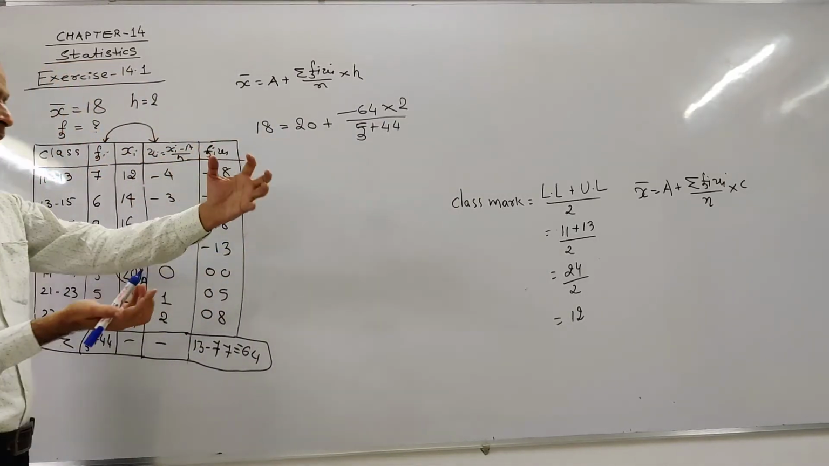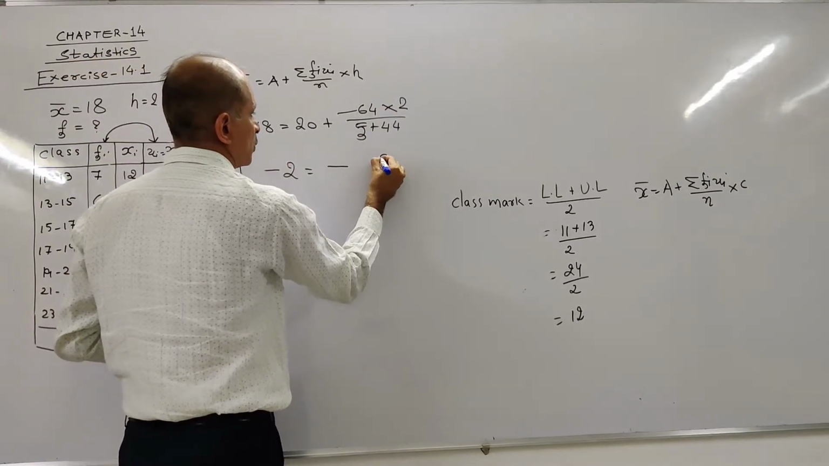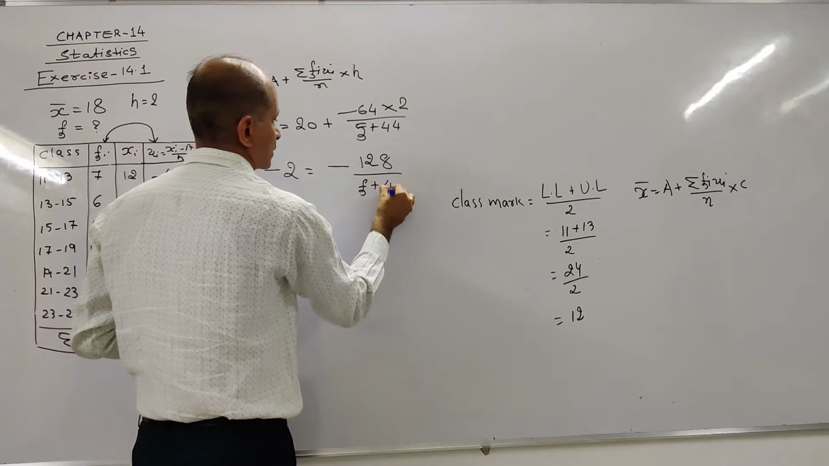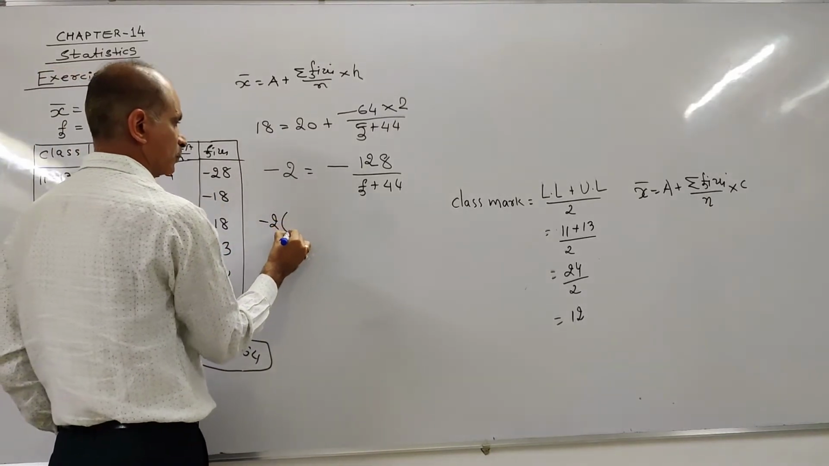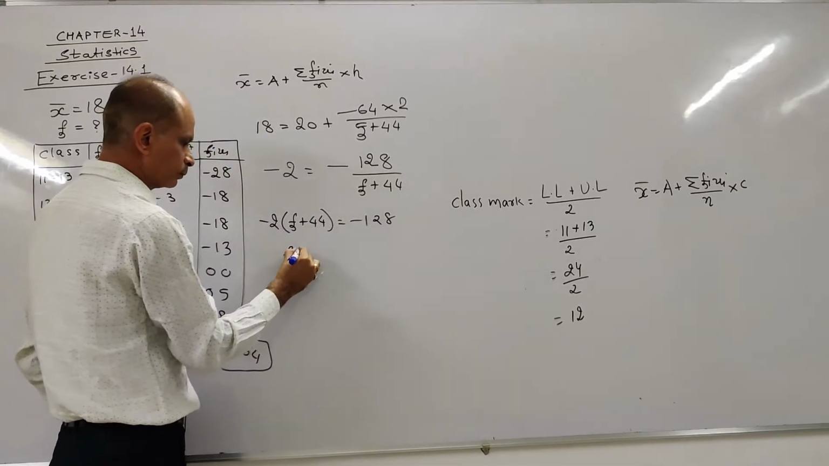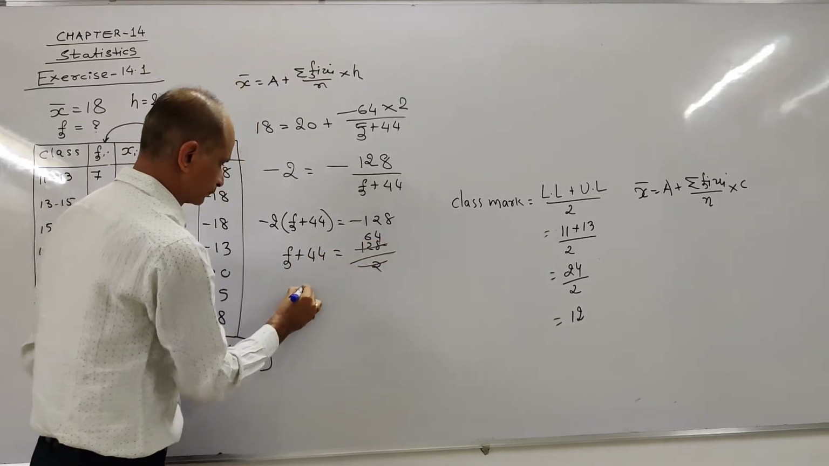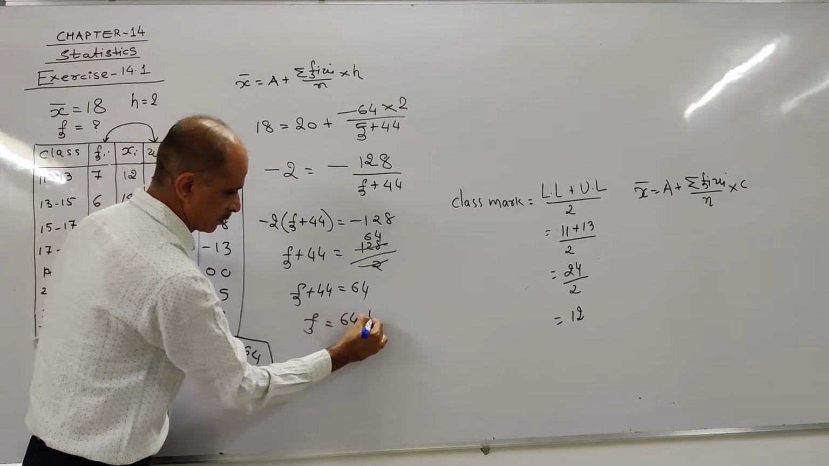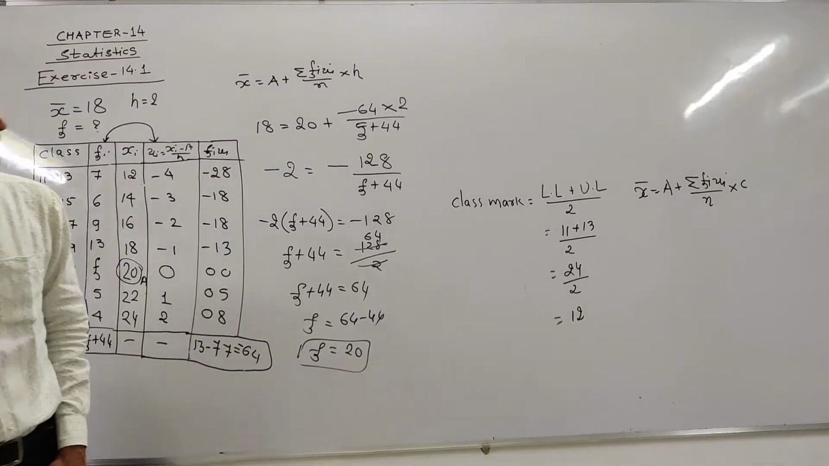So now take 20 from right hand side to left hand side. This becomes 18 minus 20, means minus 2, is equal to minus 4 2s are 8, 6 2s are 12, 128 upon F plus 44. Now very simple calculation. Cross multiply, you can easily find out the value. So minus 2 into F plus 44 is equal to minus 128. So F plus 44 is equal to 128 by 2, that is 64. So F plus 44 is equal to 64. So F is equal to 64 minus 44, and that's why F is equal to 20. So the missing frequency is 20.